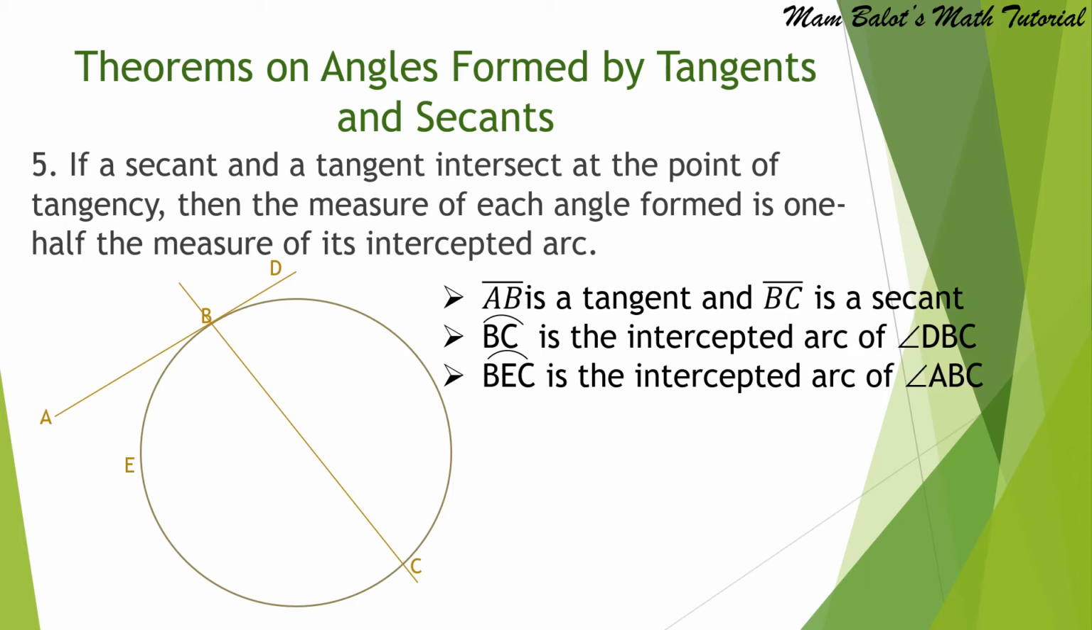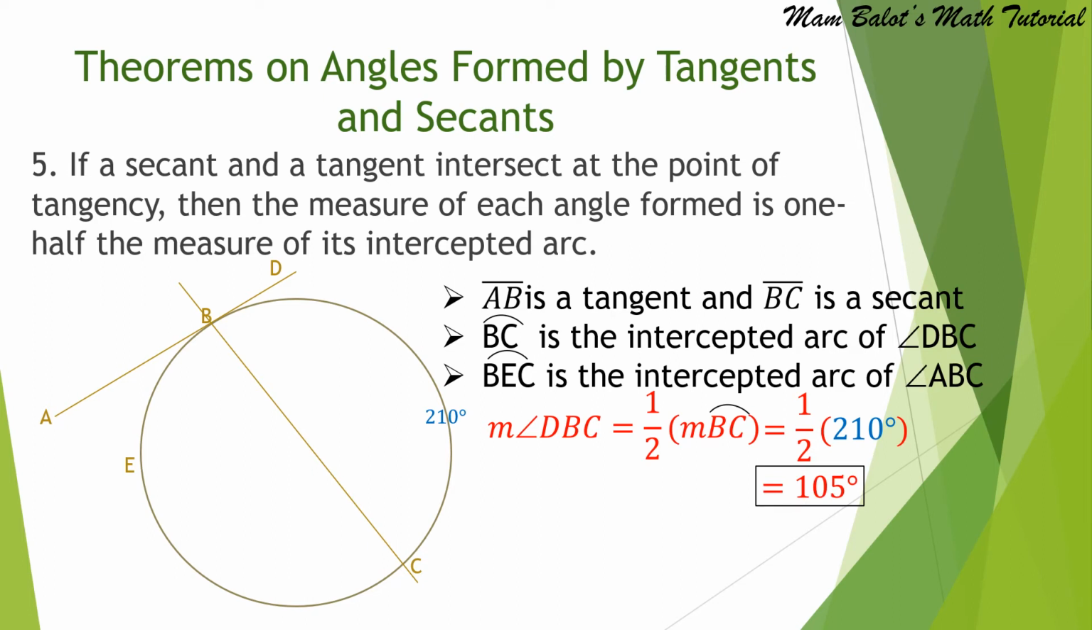So according to the theorem, we can say that the measure of angle DBC is equal to 1/2 of the measure of arc BC. If arc BC measures 210 degrees, then we can have 1/2 times 210 degrees, which is equal to 105 degrees. So angle DBC measures 105 degrees.